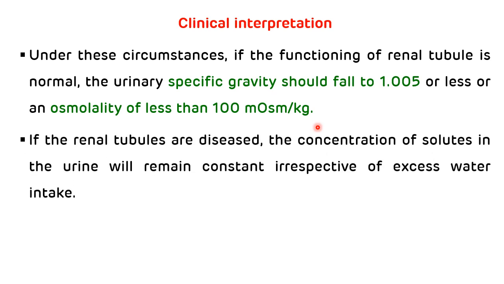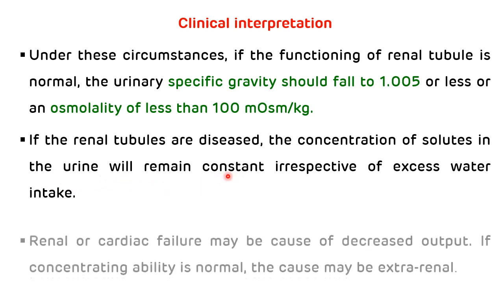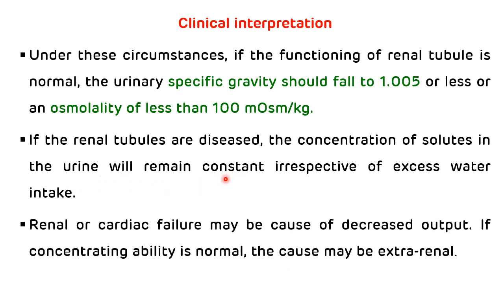If the renal tubules are diseased, the concentration of solutes in urine will remain constant irrespective of excess water intake. Renal or cardiac failure may be a cause of decreased output. If the concentrating ability is normal, the cause may be extrarenal.